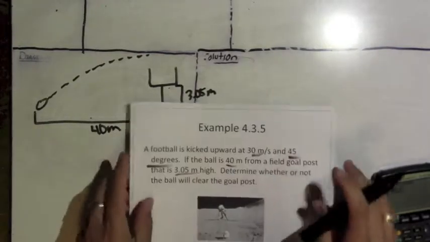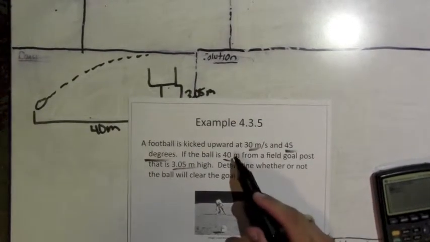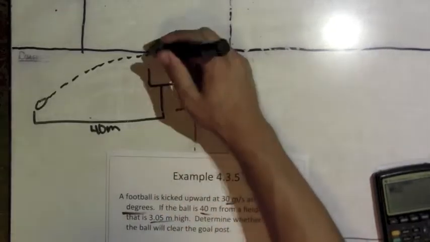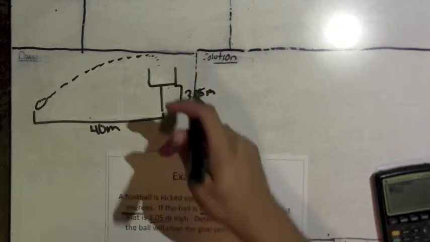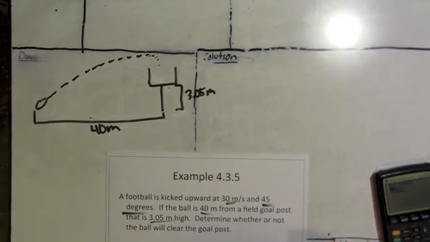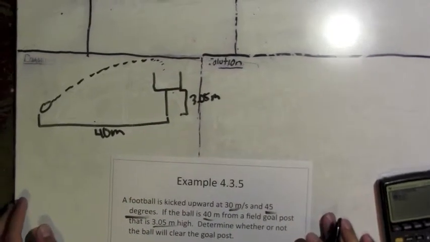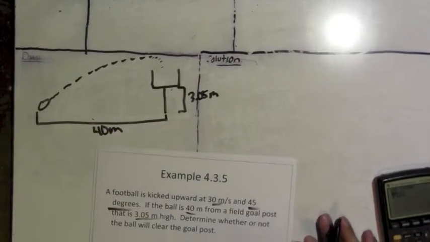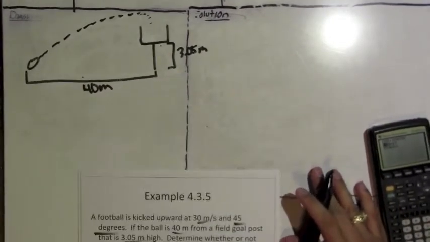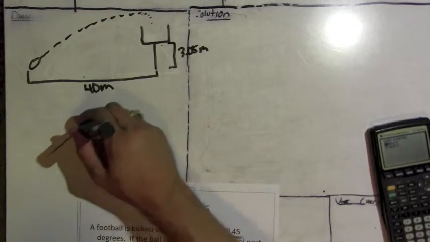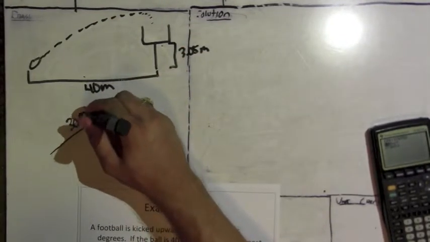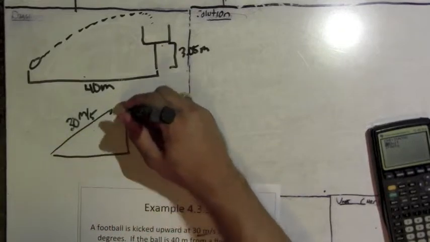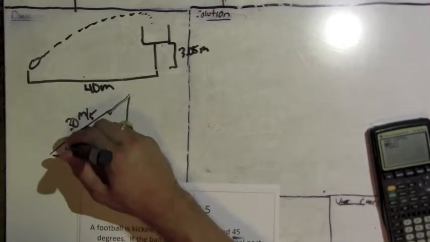A lot of people want to use this and they want to say, okay, well, I'll just use the range equation. You can't do that because we're not saying whether or not the ball is going to be on the ground at 40 meters. We want to know what height it's going to be at 40 meters. So we can't use our range equation in this particular case. So what we are going to do is we're going to look at, we have 30 meters per second and we have 45 degrees.